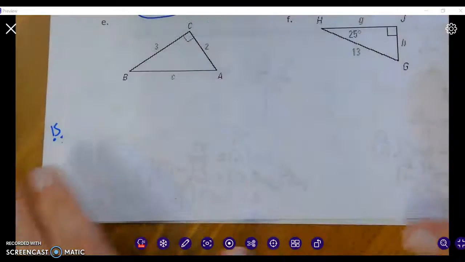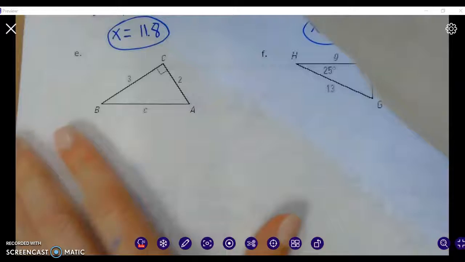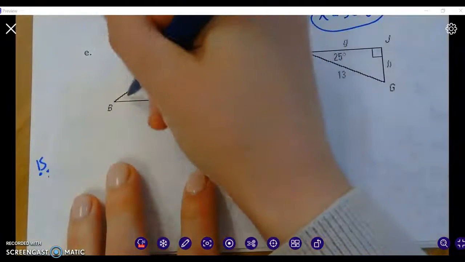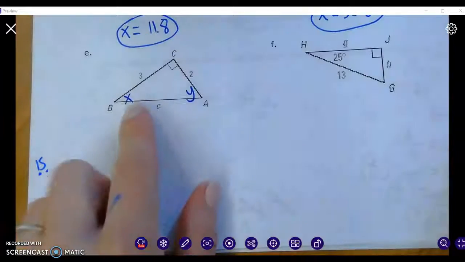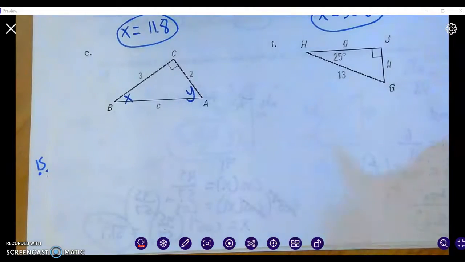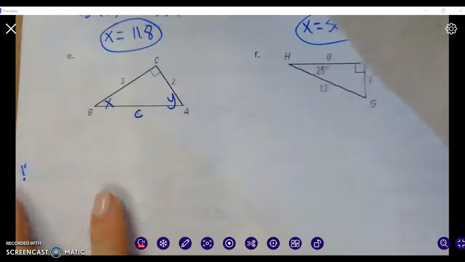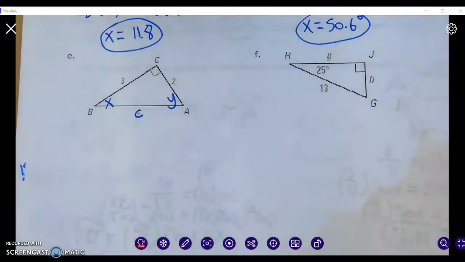Okay, so let's go ahead and do E. Even though it doesn't say it, I'm going to add a little bit to this problem to prepare you better. So go ahead and add an X and a Y to those two angle spots. And we are going to solve for C. So we are solving for 3 things. The cool thing, though, is that we actually only need trig for 1 out of 3 of these items. Sine, cosine, and tangent is trig.